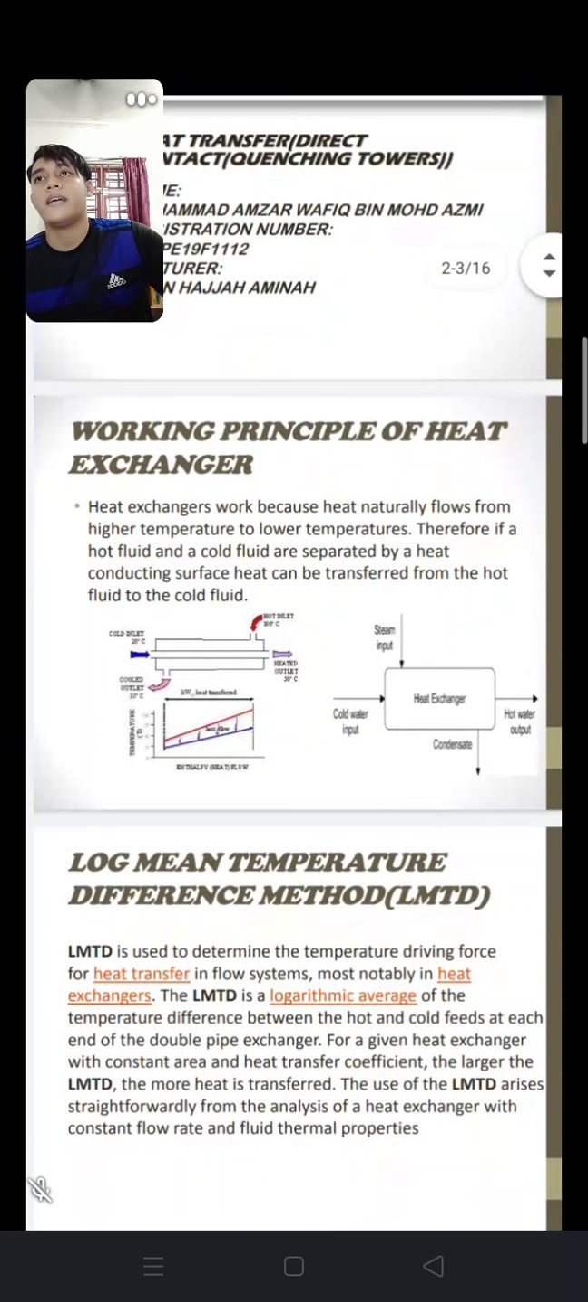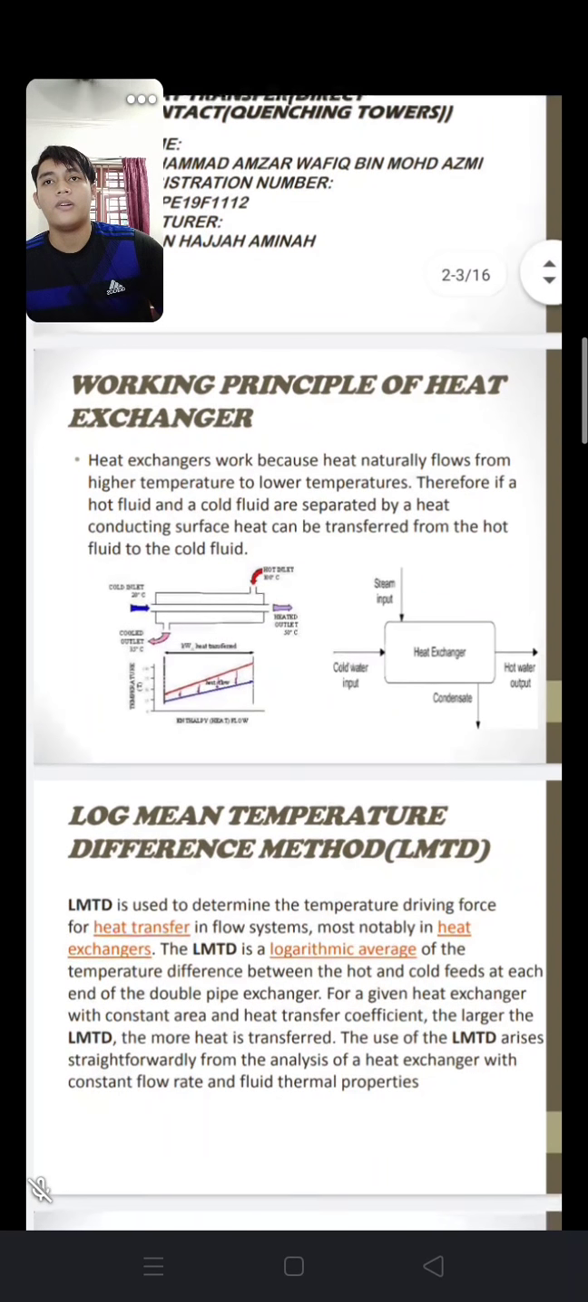Seterusnya saya akan menerangkan tentang log mean temperature difference method ataupun nama singkatannya LMTD. LMTD is used to determine the temperature driving force for heat transfer in flow system. Most notably in heat exchanger, the LMTD is a logarithmic average of the temperature difference between the hot and cold feeds at each end of the double pipe exchanger.